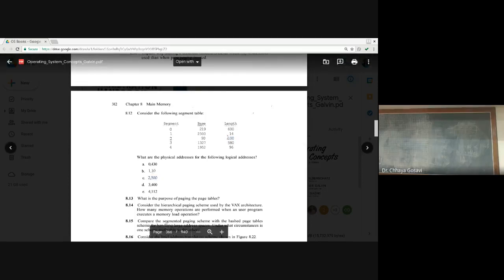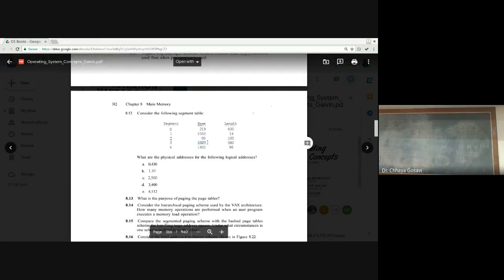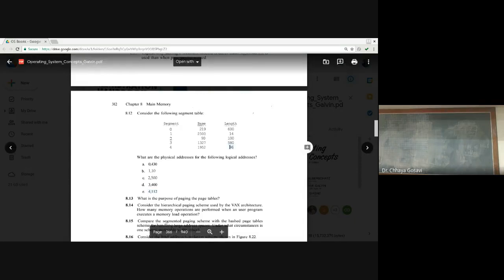Length of the segment is 100 and you are referring to 500, which is going beyond the length. So this is an address violation. This address cannot be translated. Here 400 and 580, 400 is less than 580, that is length. So you can add this 400 to this base and you'll get a physical address. For this case also, offset is 112, length is 96. So this is a memory violation error. This address cannot get translated, right?